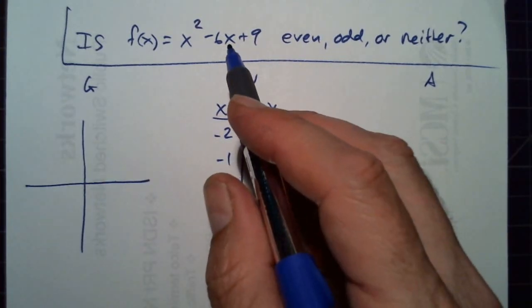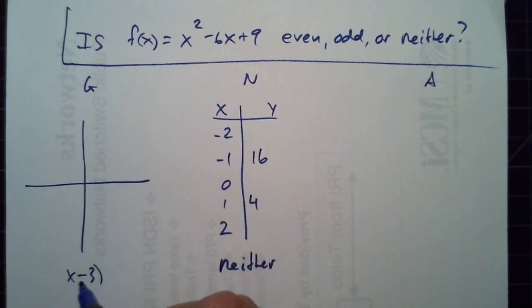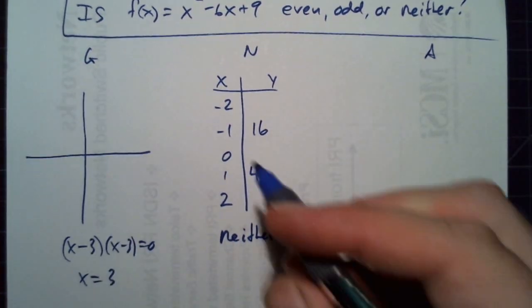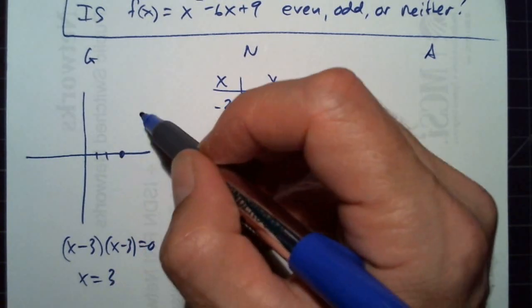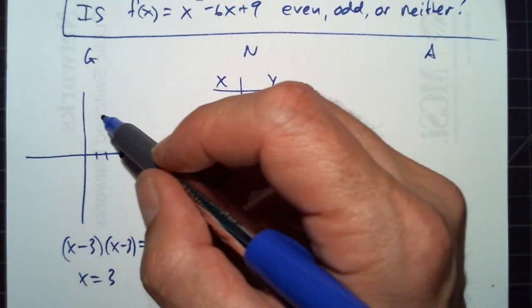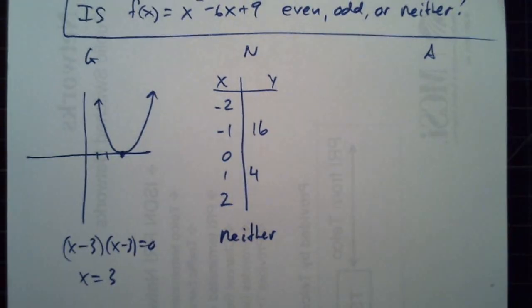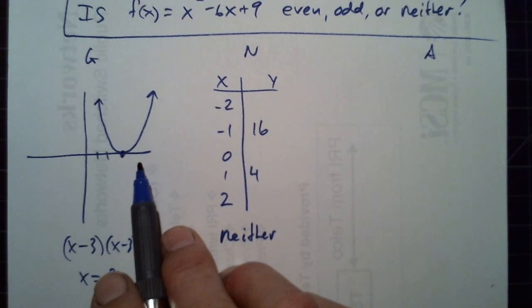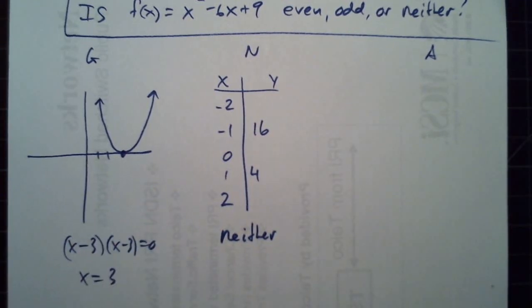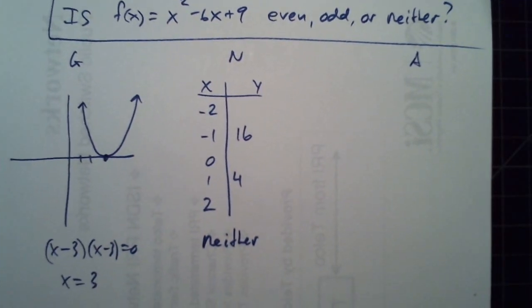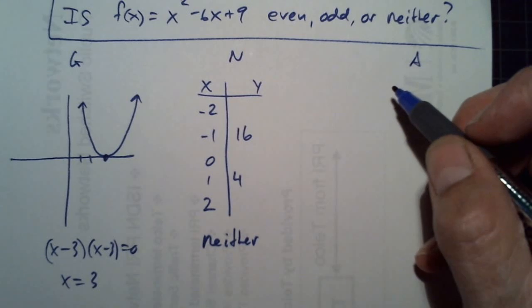And if we factor that as x minus 3 squared equals 0, we know that the x-intercept is 3. And it's a parabola opening upwards, so we know that it's doing that. And we can see that it's not symmetric to the y-axis, it's not symmetric to the x-axis, and not symmetric to the origin. So let's see what it looks like analytically.